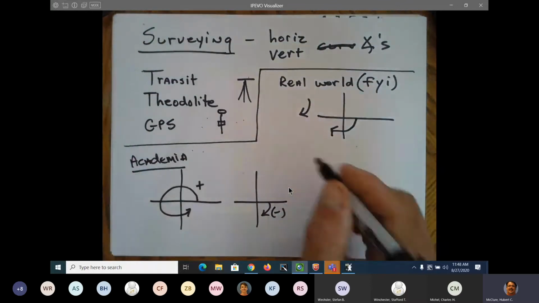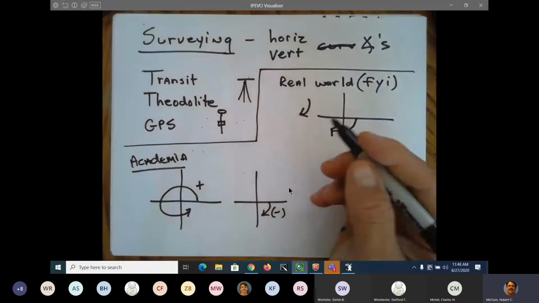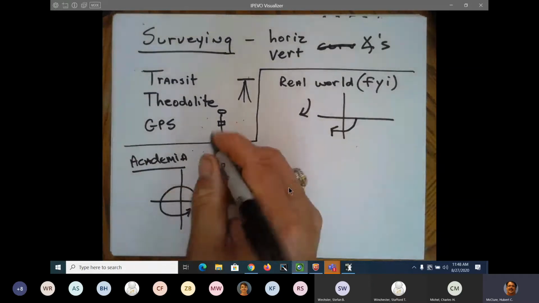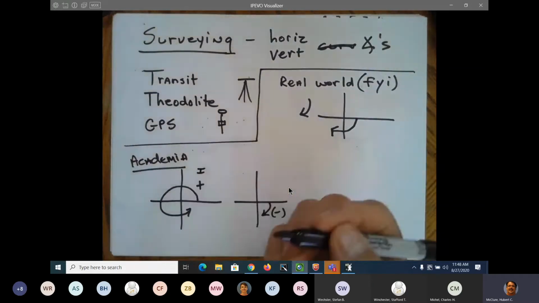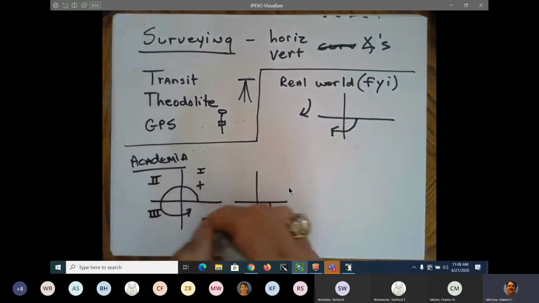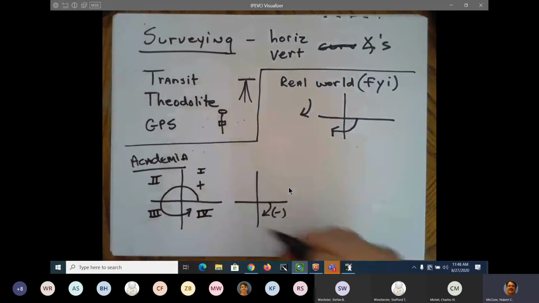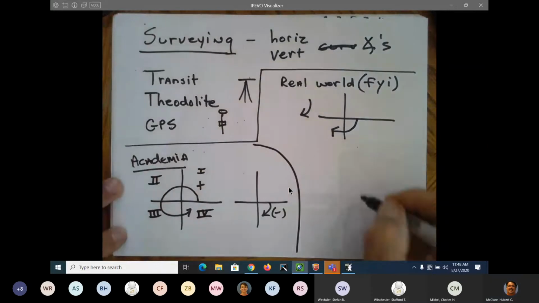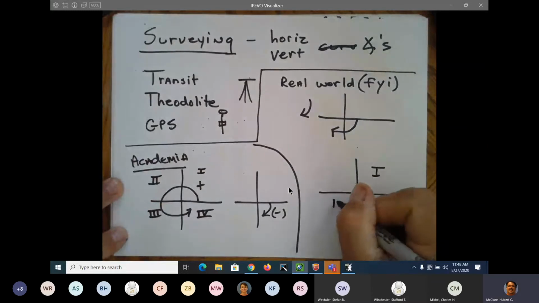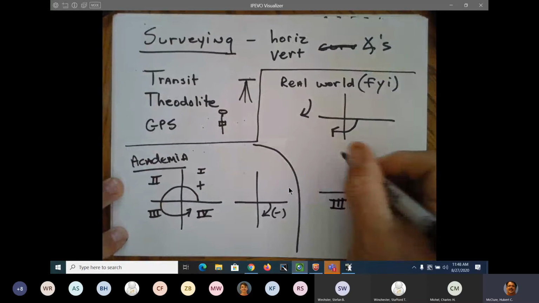Another thing in the real world is the quadrants. The quadrants are backwards. In academia, this is quadrant 1, this is quadrant 2, this is quadrant 3, and this is quadrant 4. In the real world, northeast is 1, southeast is 2, southwest is 3, and northwest is 4.